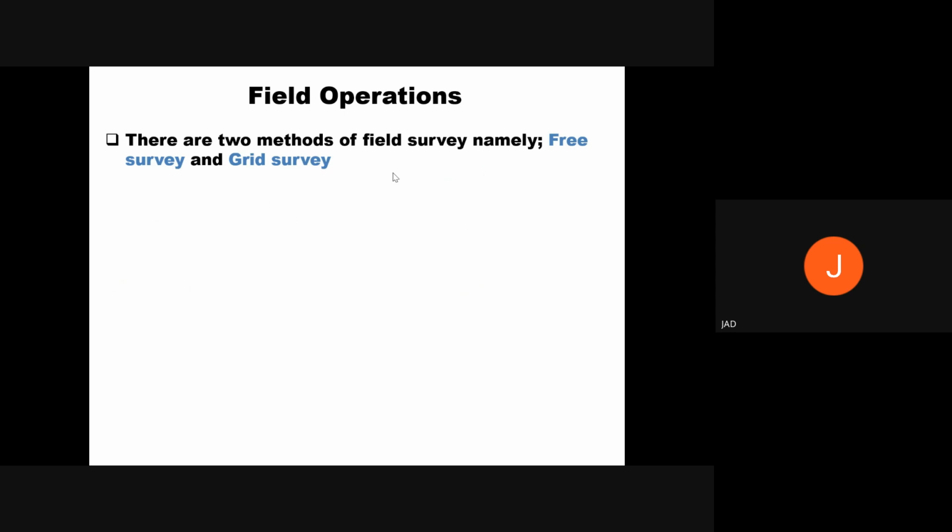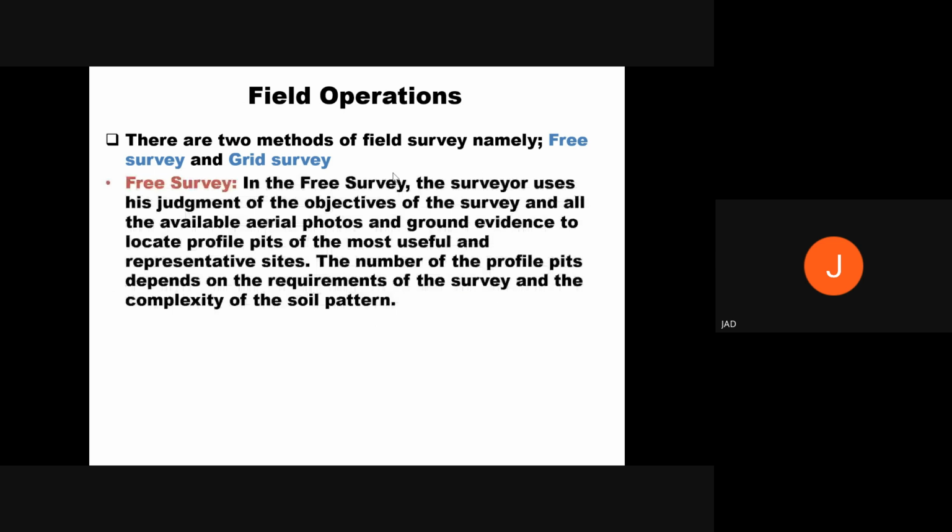there are two methods of field survey, namely free survey and grid survey. In the free survey, the surveyor uses his judgment of the objectives of the survey, and all the available aerial photos and ground evidence, to locate profile pits at the most useful and representative sites. The number of the profile pits depends on the requirement of the survey and the complexity of the soil pattern.